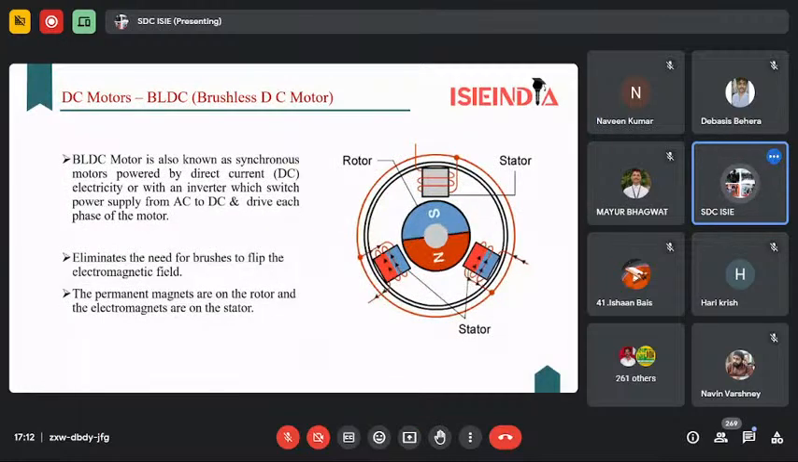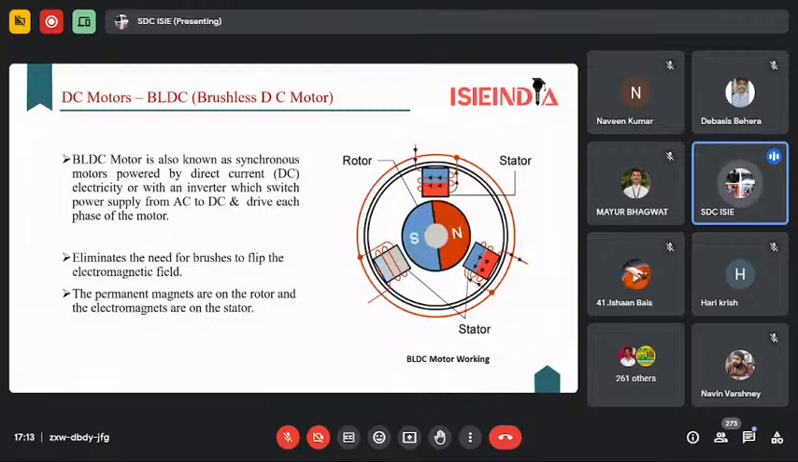Here you can see the brushless DC motor animation and how the BLDC motor works. The basic part: the power is supplied through the inverter connections. In the inverter connection, the switching path is connected to the transistors, and I will also show you the controller configuration part.